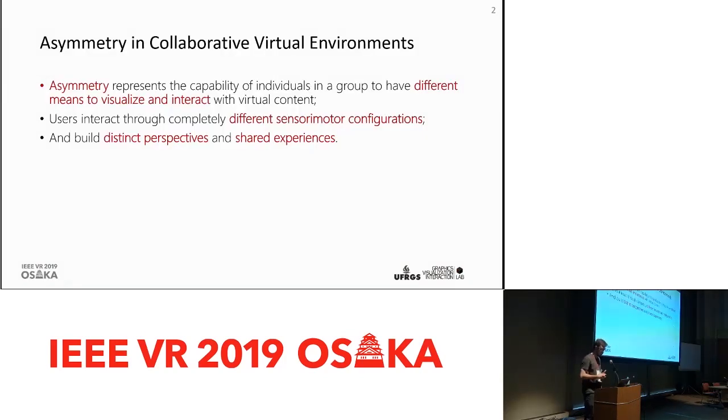In the context of collaborative virtual environments, asymmetry represents the capability of individuals in a group to have different means to visualize and interact with virtual content. In this way, users interact through completely different sensorimotor configurations and build distinct perspectives and shared experiences.